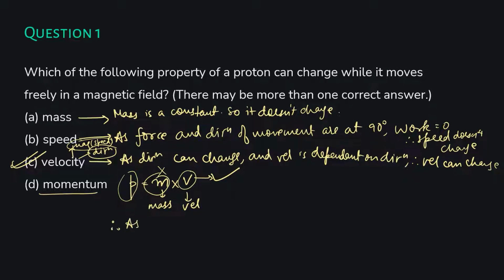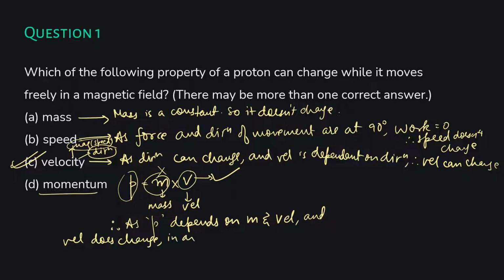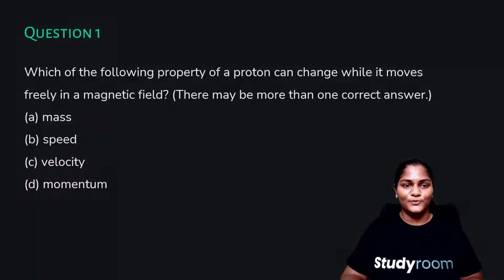Therefore, we say, as momentum, I am representing momentum by P, you will write whole, depends on mass and velocity, and velocity does change in a magnetic field. Therefore, momentum also changes. So thus you can write one concluding line that the properties of a proton that can change are velocity and momentum. Okay, great. Let's move on.